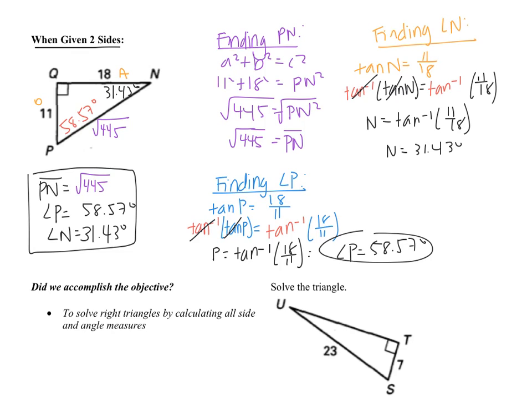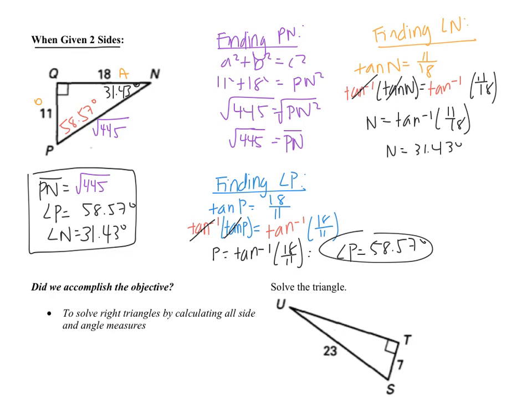Okay, so the whole trick with this section is just determining what is the best method to use. So you're going to see we used a whole bunch of methods. We used Pythagorean theorem, we used inverse trig, we used trig, we used the triangle sum theorem. So it's really important that you analyze each situation carefully, and it's important that you check your answer.